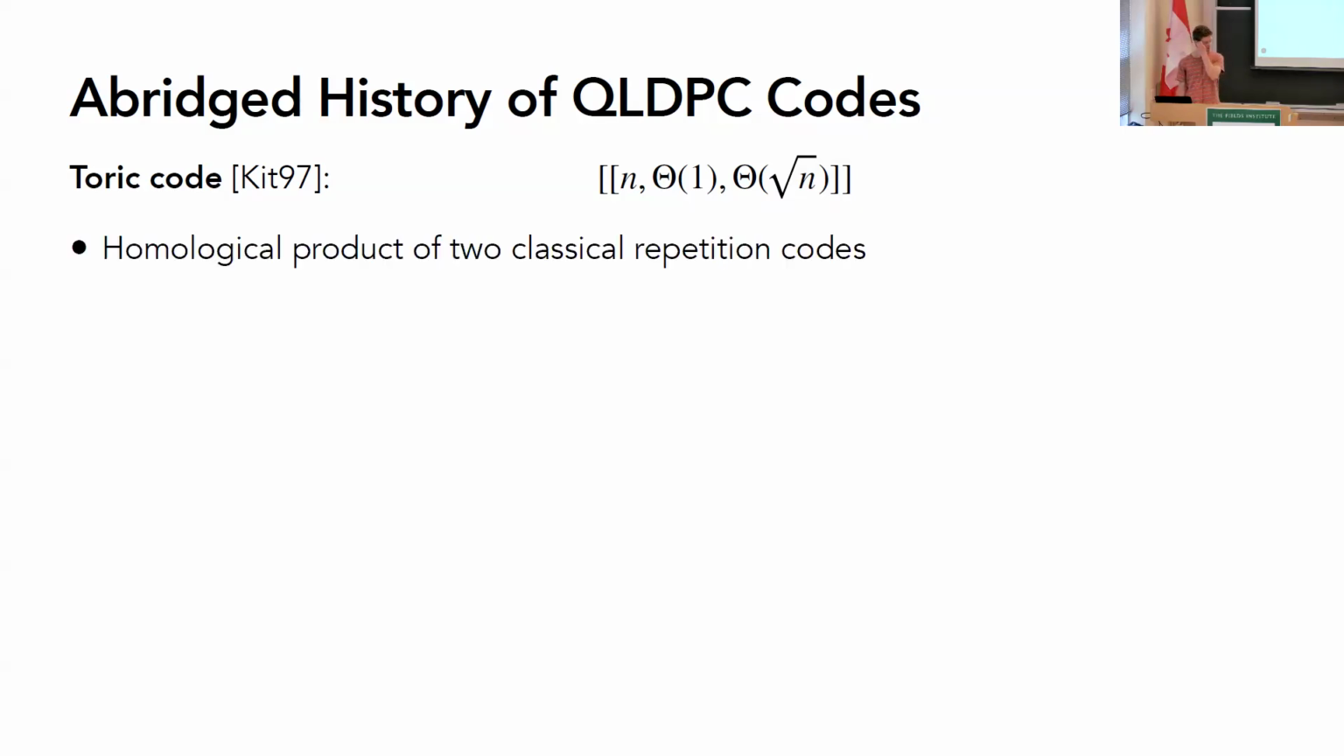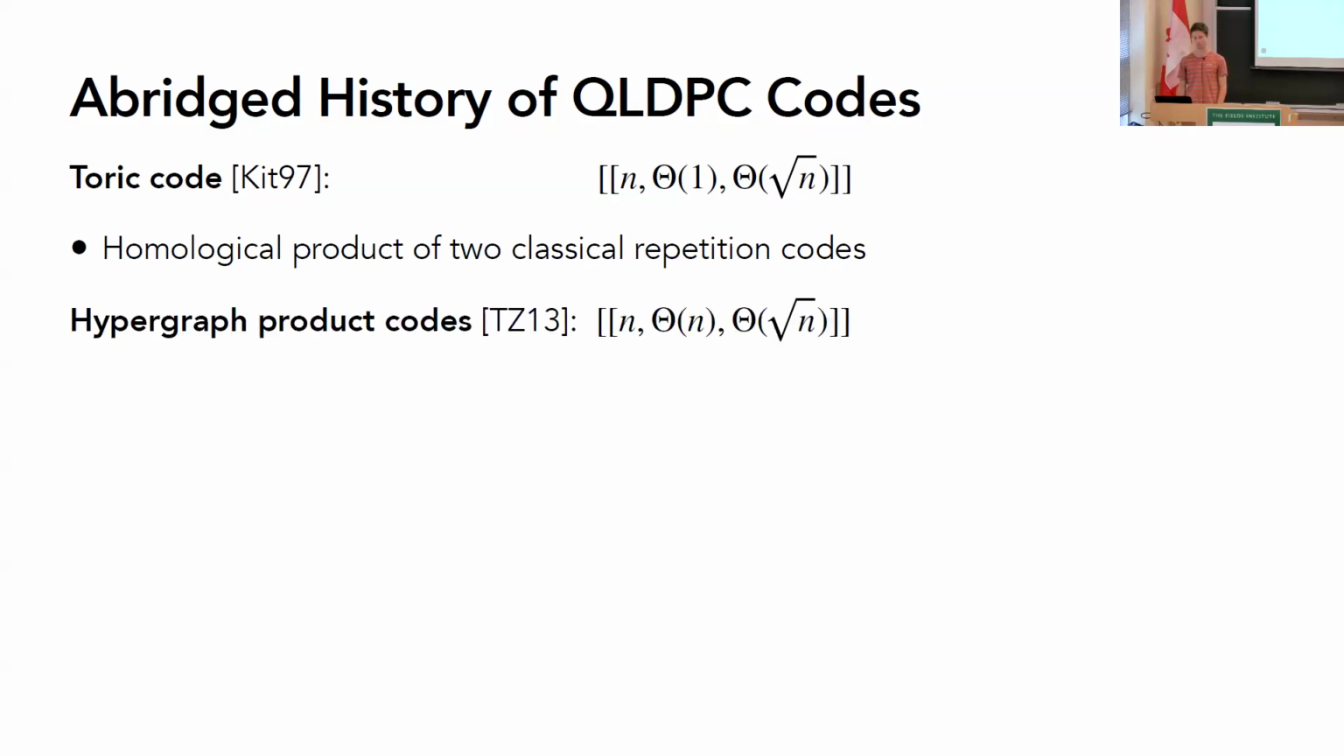And in a very technical sense, it's also an analog of a repetition code, because it's literally just a product of 2 classical repetition codes, where you take this homological product, which I'll define later. So this was the state-of-the-art construction for a while.